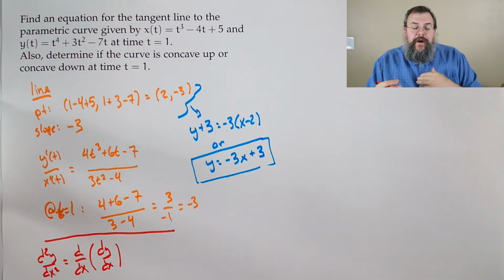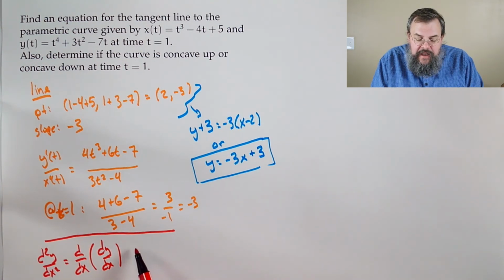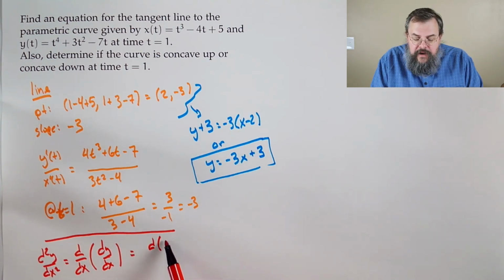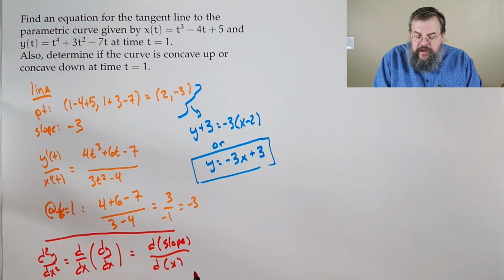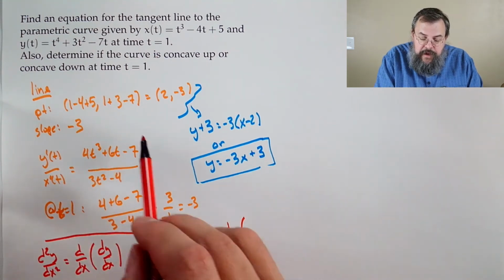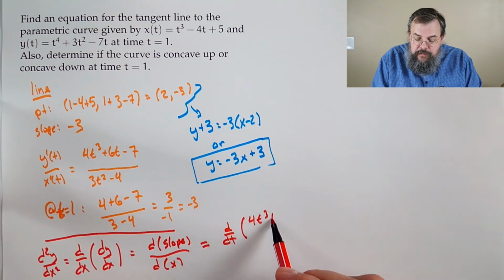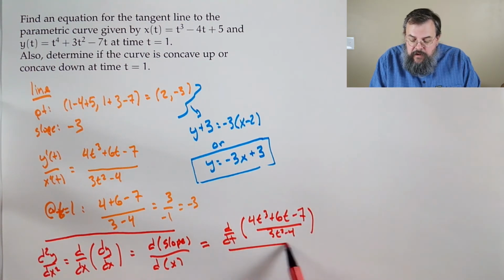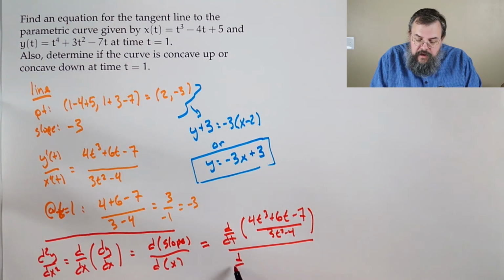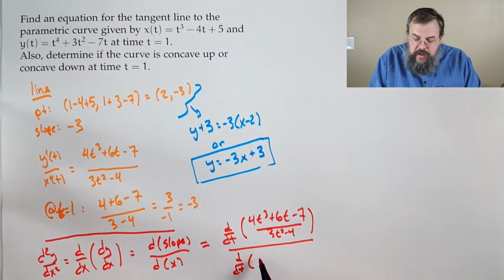The way we should really think about it is we're going to take the derivative of the expression for the slope, which is dy dx, over the derivative of x, because we're asking how does our slope change as our x changes? So we're going to take the derivative of this expression, 4t cubed plus 6t minus 7 over 3t squared minus 4, over the derivative of our expression for x, t cubed minus 4t plus 5.